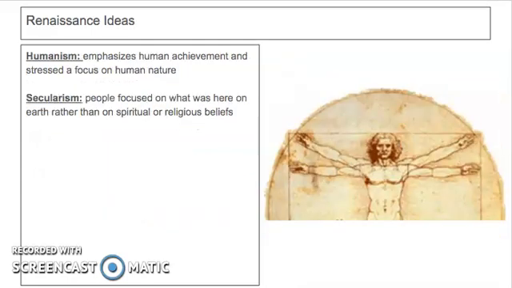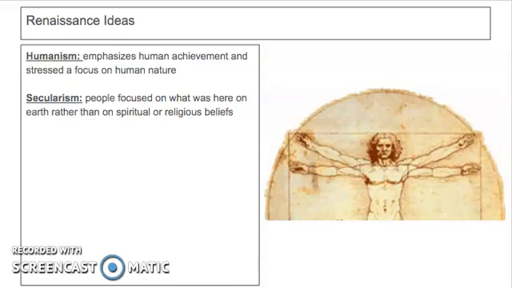So two of the main Renaissance ideas that we're going to talk about are humanism and secularism. Humanism is an emphasis on human achievement and a focus on human nature. This was seen all throughout the art and literature during the time period, this idea of human achievement and individualism. And essentially, they harnessed humanism at the time to beautify and make their living situations better.